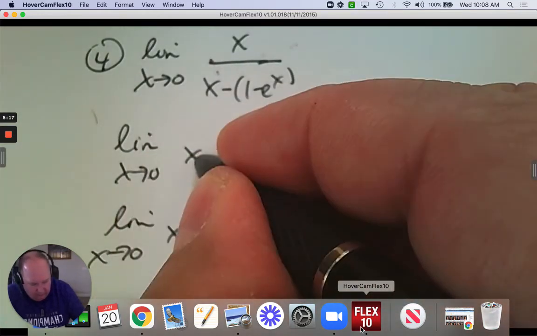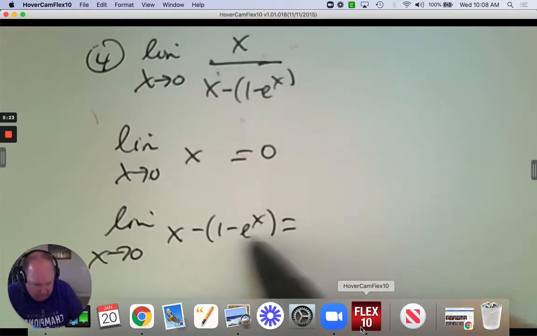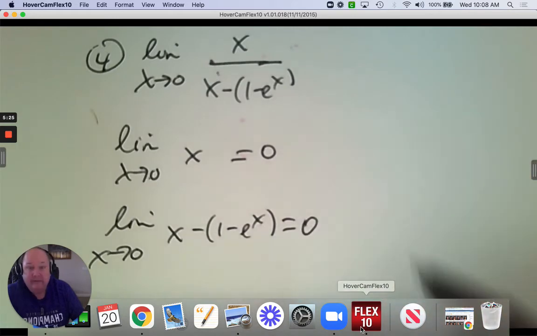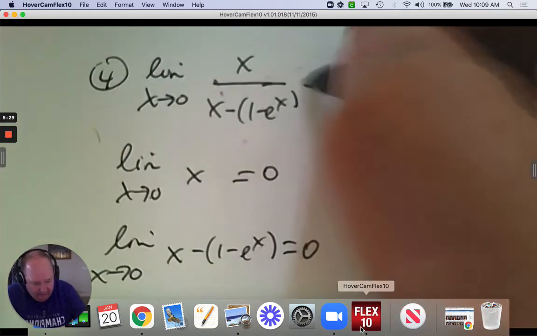Substitute in 0 for x. Substitute in 0 for x. e to the 0 is 1. So 1 take away 1 is 0. 0 take away 0. So you can see this is indeterminate by separating them. So how do I evaluate this limit?